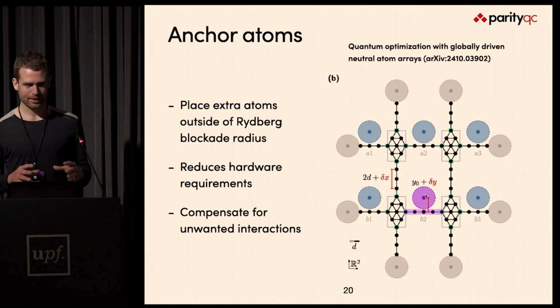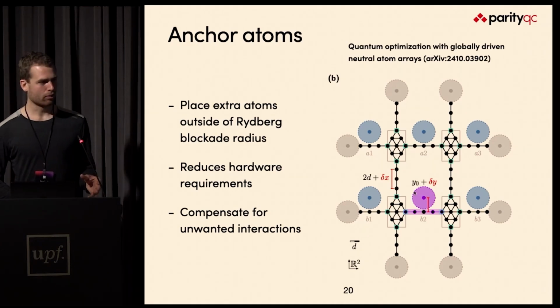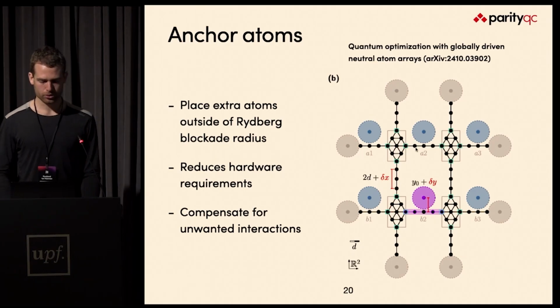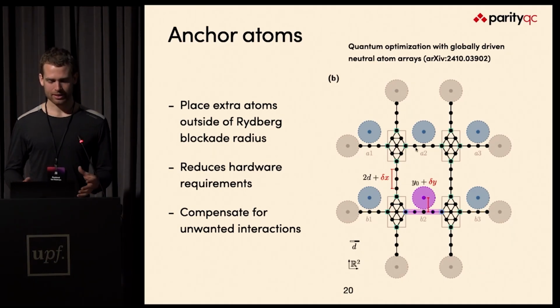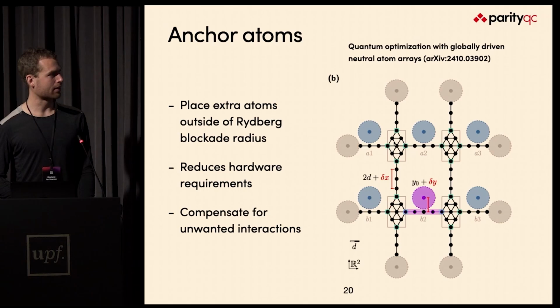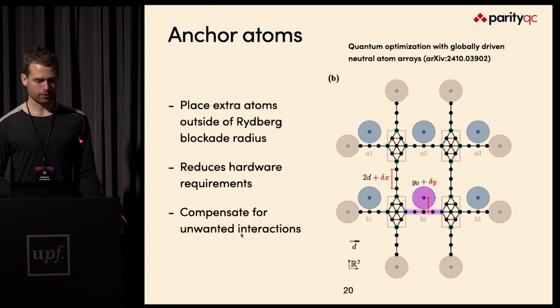And you can actually use these to compensate for other crosstalk that you get from, for example, qubits that are outside of the Rydberg radius that are too close to each other. So they still feel each other, they're not blockaded, but they still feel each other. And so that is how you can use these extra anchor atoms. You can compensate for the unwanted crosstalk from some of the other things.